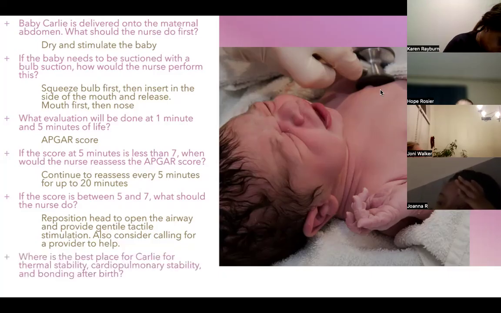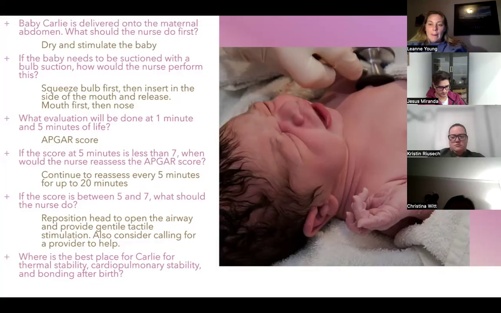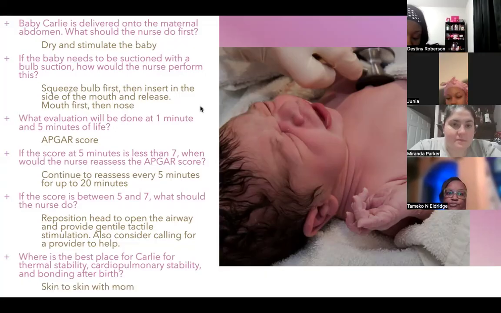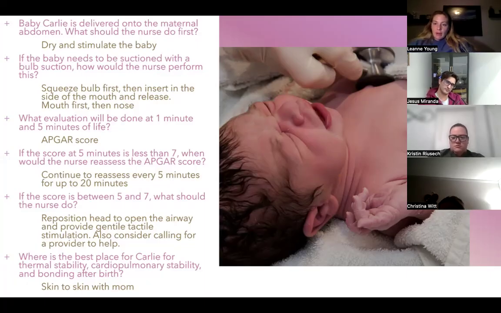Where is the best place for Charlie for thermal stability, cardiopulmonary stability, and bonding after birth? Skin to skin on mom's chest. That is where we want Charlie to be. Okay? It is shown that babies in the first 24 hours of life do a little better if they are given that 1 hour of bonding skin to skin time.